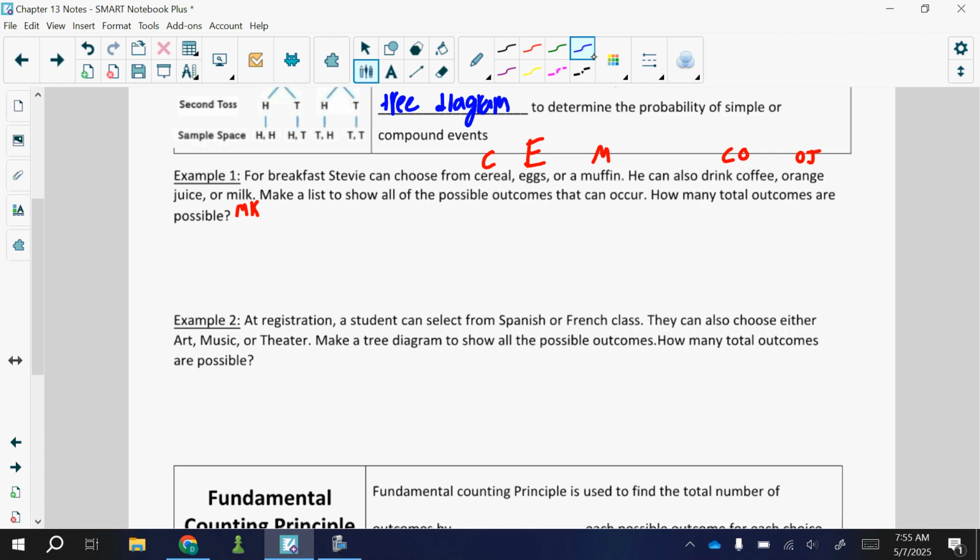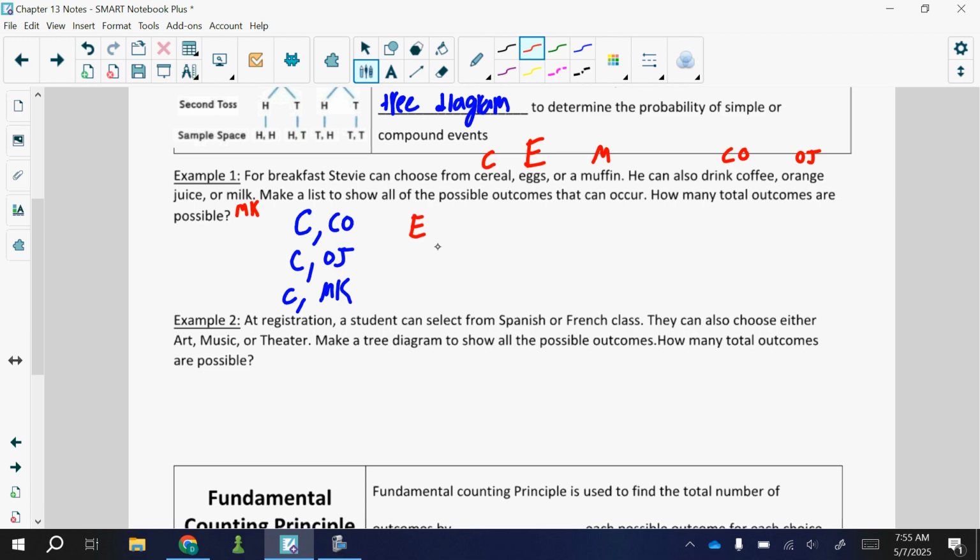So let's start off with one of the foods, say cereal. Okay, and then now let me also list out what's possible for my drinks after that. So I can have cereal, then I could decide to have coffee. I can have cereal and then decide to have OJ. I could have cereal and then decide to have milk. Go to the next food.